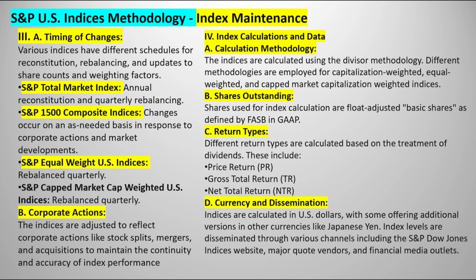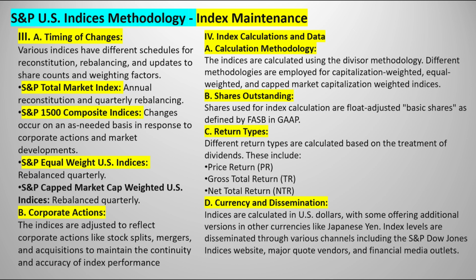It's amazing how many options there are. But how do they actually calculate the value of these indices? I mean, it can't just be a simple average of all the stock prices involved, can it? You're right. It's a little more complex than that. S&P Dow Jones Indices uses something called the divisor methodology. Divisor methodology. Okay, that one sounds kind of intimidating.